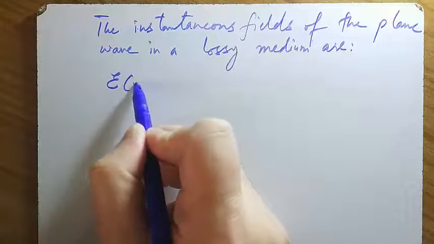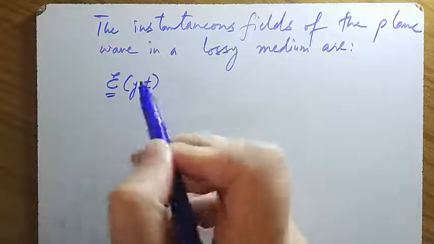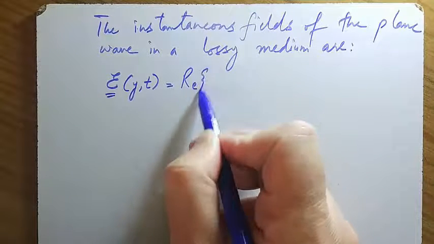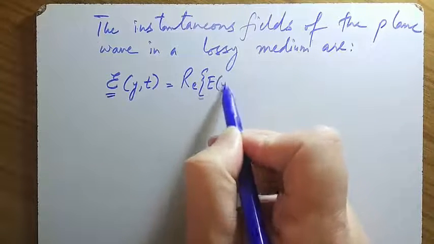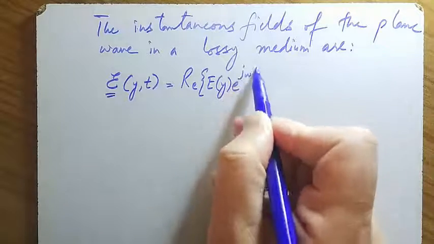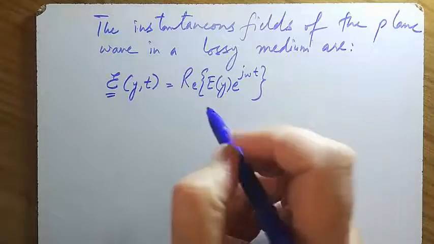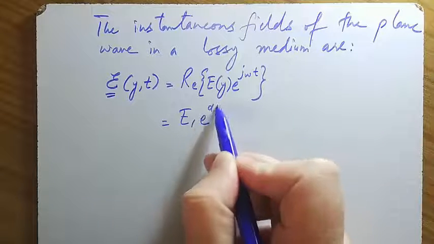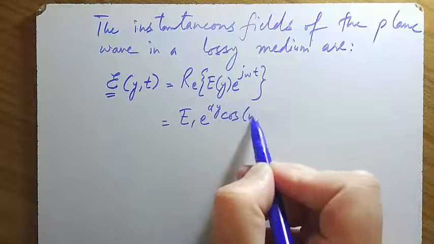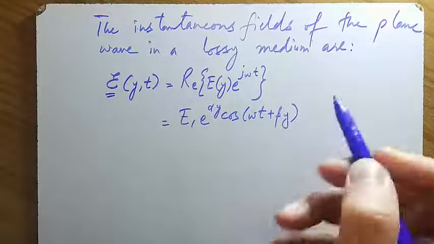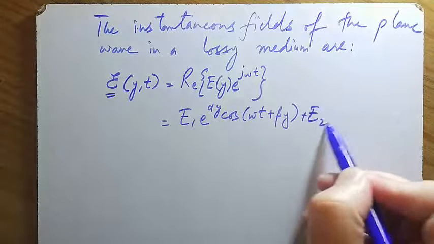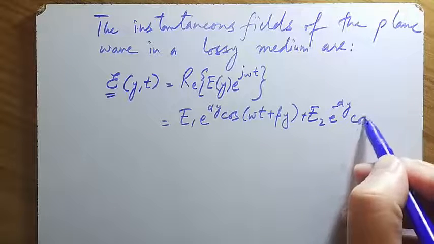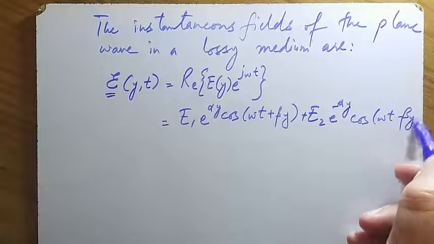Let the E be curly in order to represent the instantaneous form of the electric field, which is actually equal to the real part of E with respect to y e power j omega t, and that is equal to E1 e^(alpha y) cos(omega t plus beta y) plus E2 e power minus alpha y cos(omega t minus beta y).